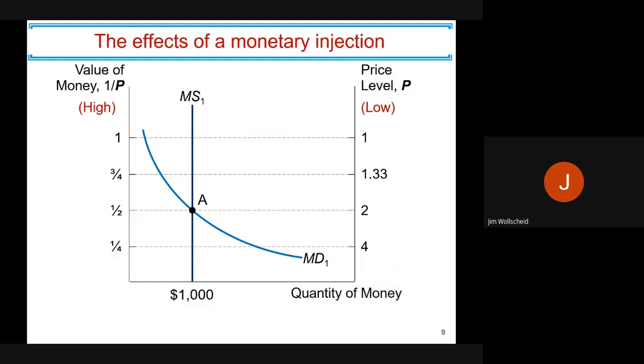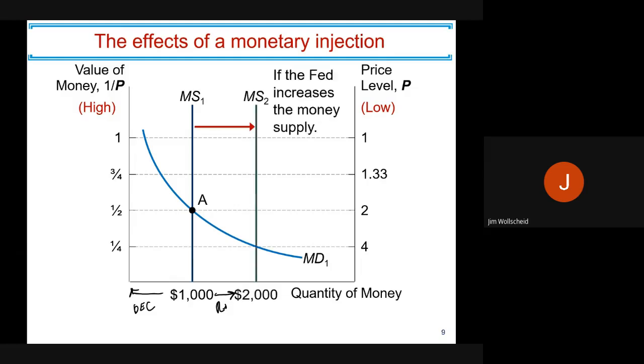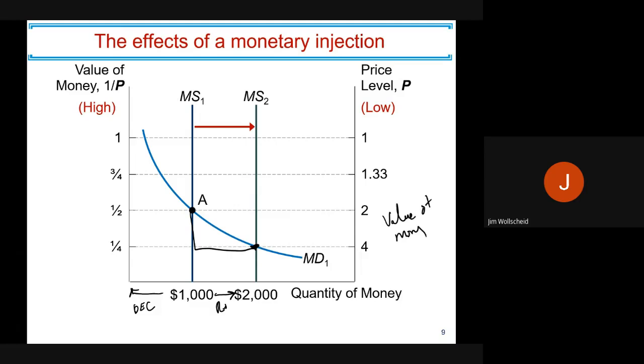What I will go through and we'll talk about is moving the money supply curve. So if the Fed decides to increase the money supply, it moves right, as always. If they decide to decrease the money supply, it moves left. So what happens when they increase the money supply? As we should project, the value of money decreases. And that means the price level increases.